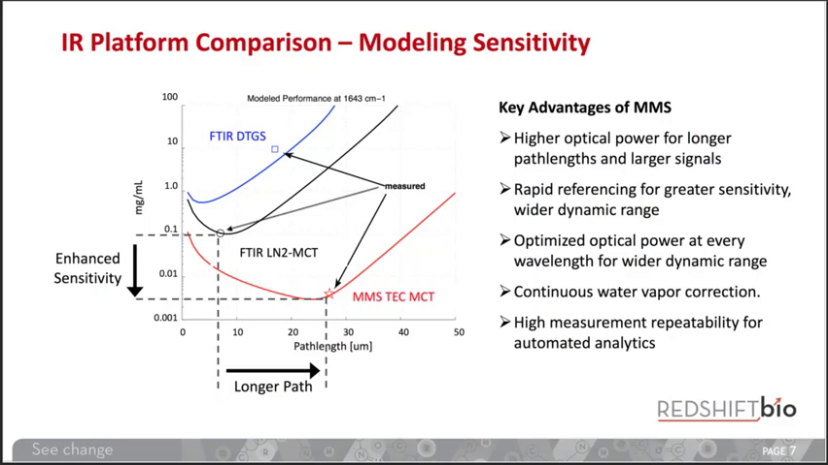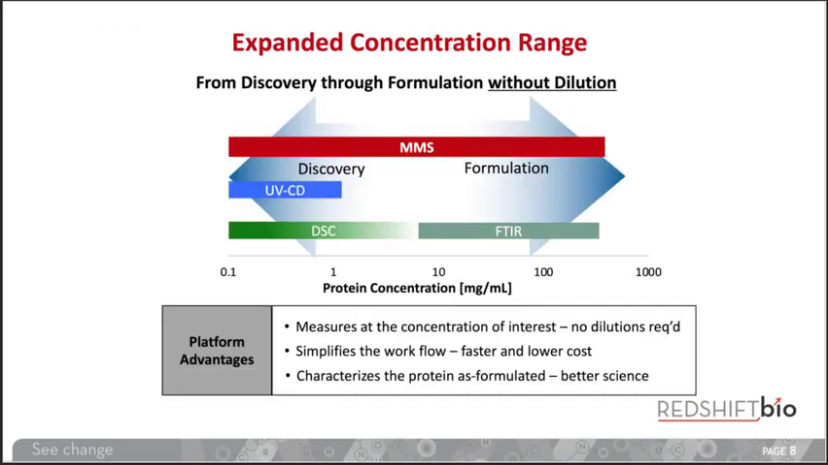So in addition to that, I mentioned that we utilize microfluidic referencing, so we're able to perform background subtraction very, very rapidly and repeatedly. We're able to optimize the optical power that is on our detector because we have a tunable laser here, so we're much more efficient with the dynamic range of our detector. And water vapor correction and subtraction is performed several times a second and is very, very accurate. All this capability really addresses the need for an expanded concentration range.